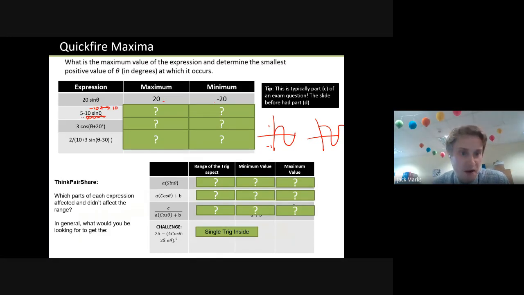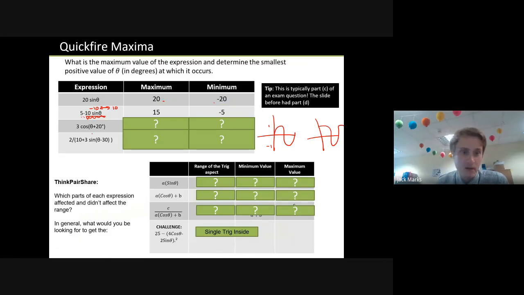At the start, it says 5 minus. So 5 take away a number. How can you make the biggest number possible? 5 minus -10. In other words, 15 is the maximum value from that there. What about the minimum value? The lowest number or the most negative number that you could make? Well, 5 take away 10 would be -5, would achieve that.